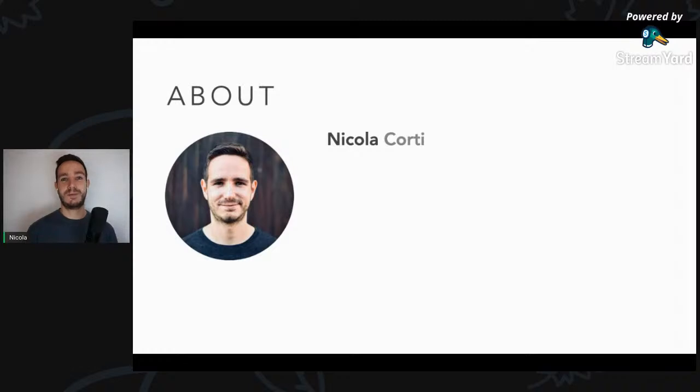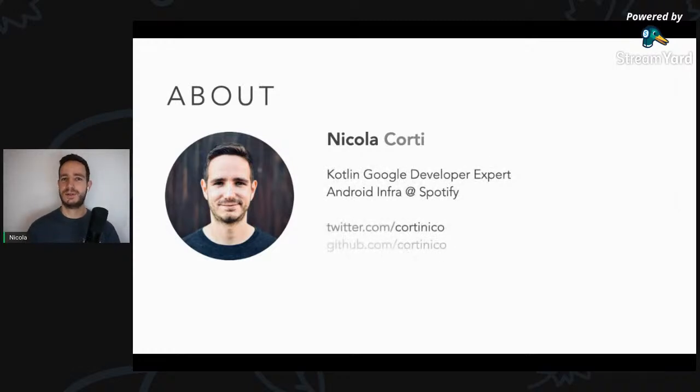First, a small slide about myself. My name is Nicola Corti. I work as Android infrastructure engineer at Spotify in Stockholm, Sweden. And I'm also a Kotlin Google developer expert. That means that I'm quite good-ish, like I know my stuff about Kotlin.